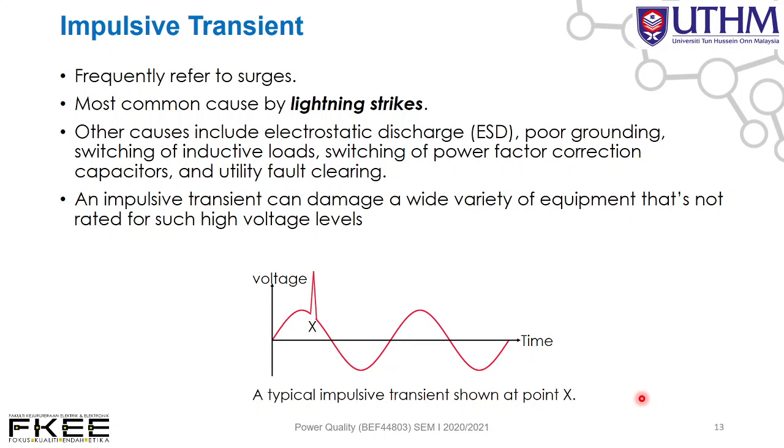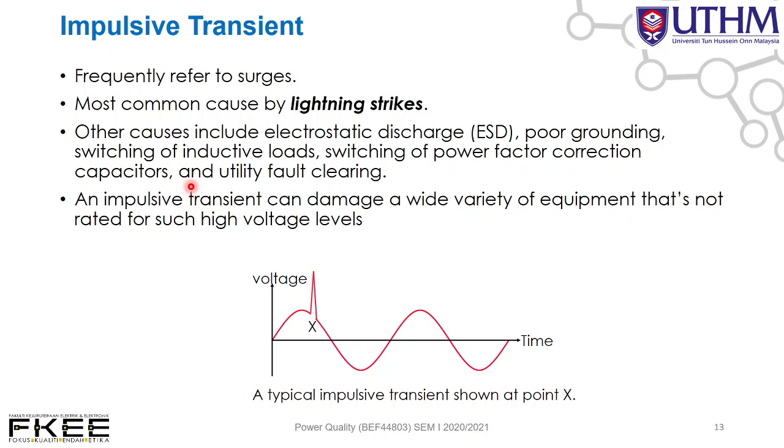Okay, look at the impulse transient, which is frequently referred to as a surge. A surge is commonly caused by a lightning strike. Other causes of the impulsive transient are electrostatic discharge, poor grounding, switching of inductive load, switching of power correction capacitor bank, and utility fault clearing. These are the other causes.